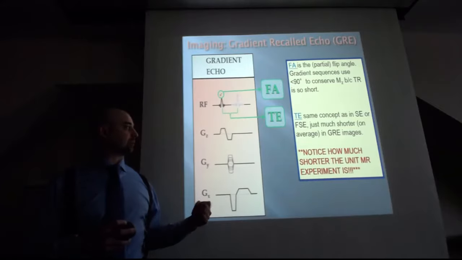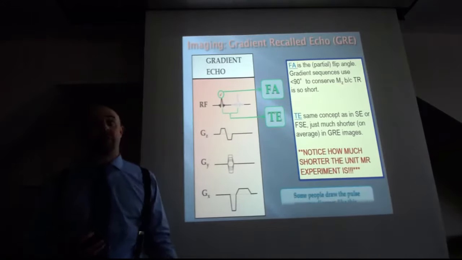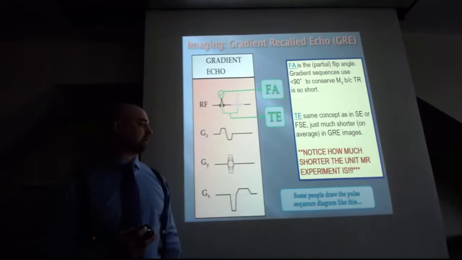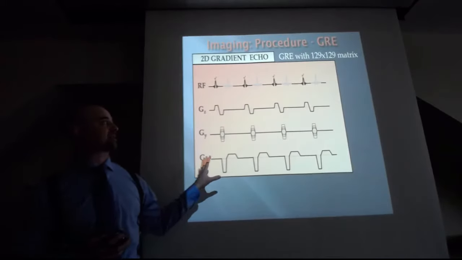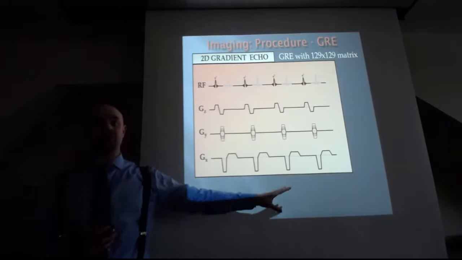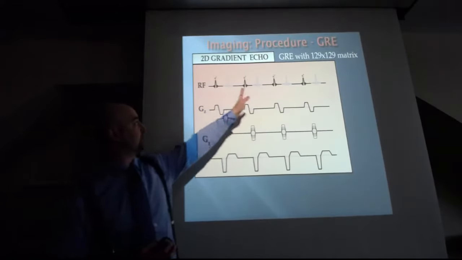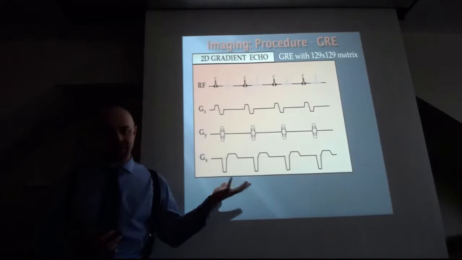And again, just note that that's the whole unit experiment. It can be very, very short. It's oftentimes way, way shorter than the spin echo. So sometimes people will draw gradient echo diagrams like this, which will usually confuse people, because really, this is just 1, 2, 3, 4 different gradient echo experiments, but put on the same page.